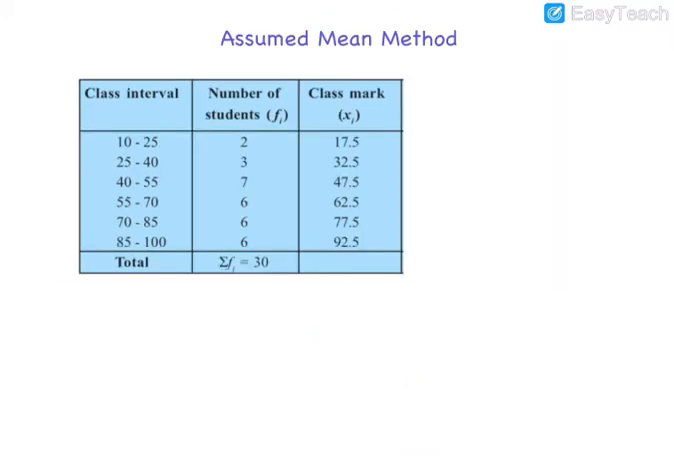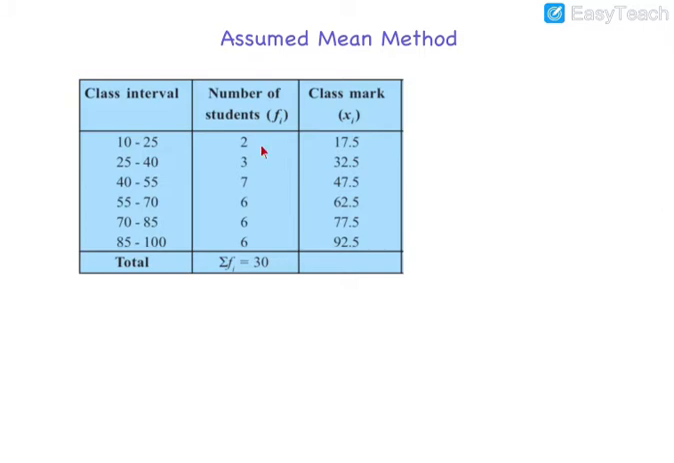Let's understand now the next method of finding mean. It is called the assumed mean method. I'm going to use the same example for which we found the mean using the direct method. Now sometimes we will find that the xi and fi are very large numbers. So finding the product fi into xi becomes tedious and time consuming. In such situations, we can use the assumed mean method. The idea of this method is to make the numbers smaller.